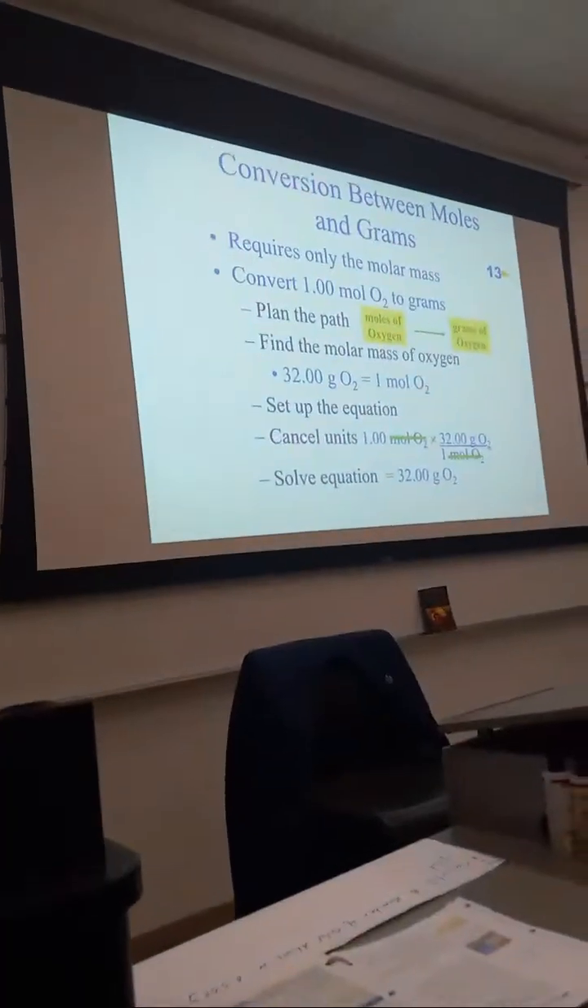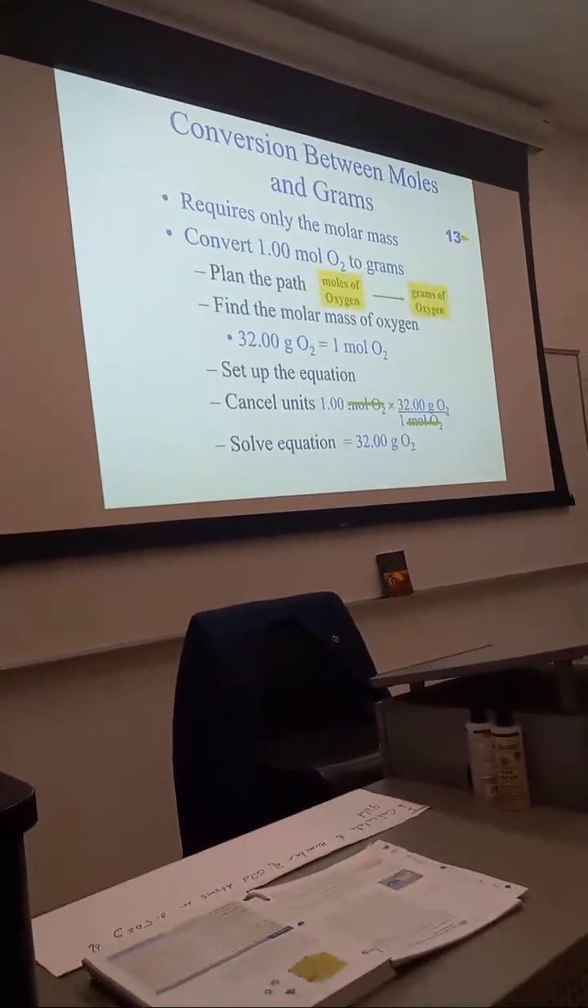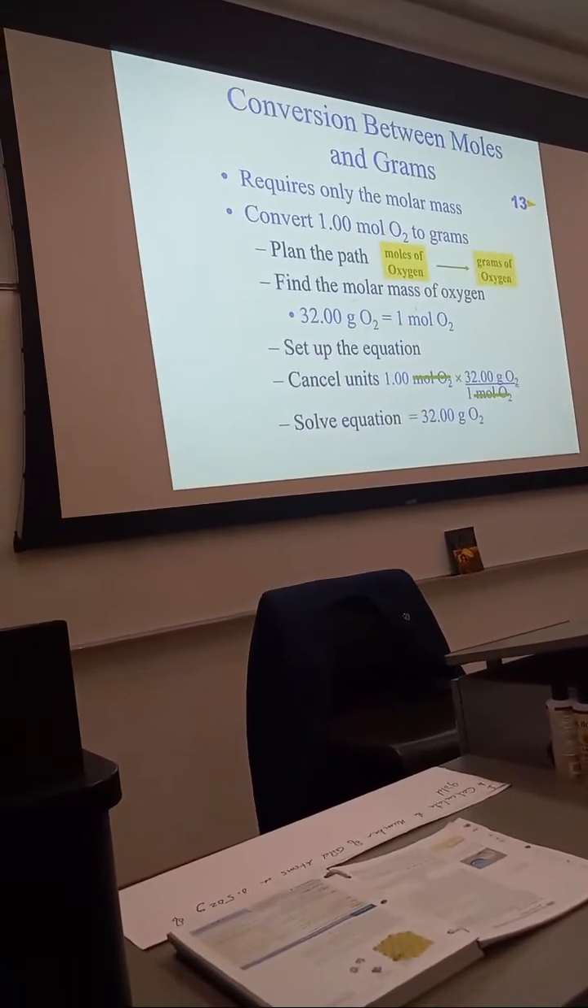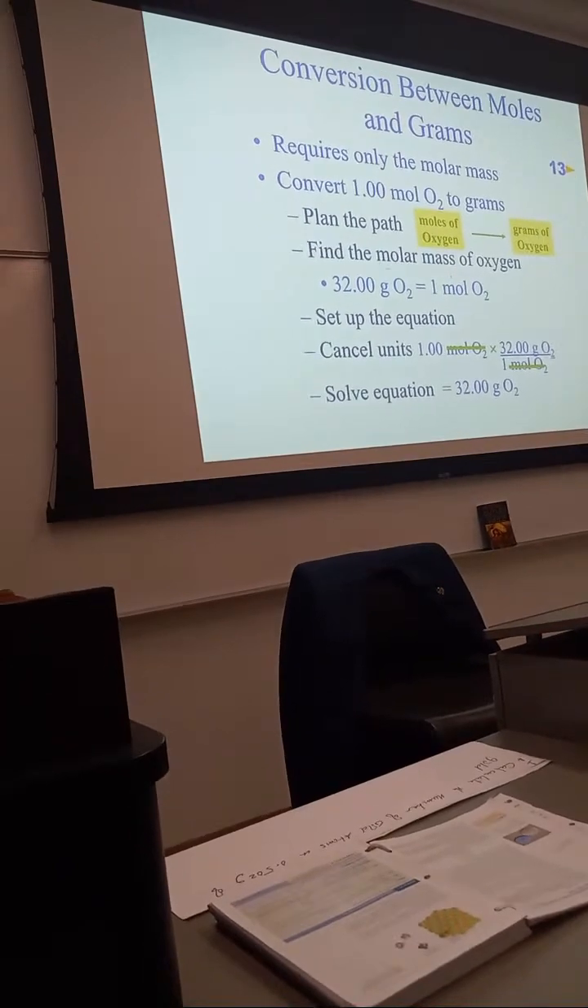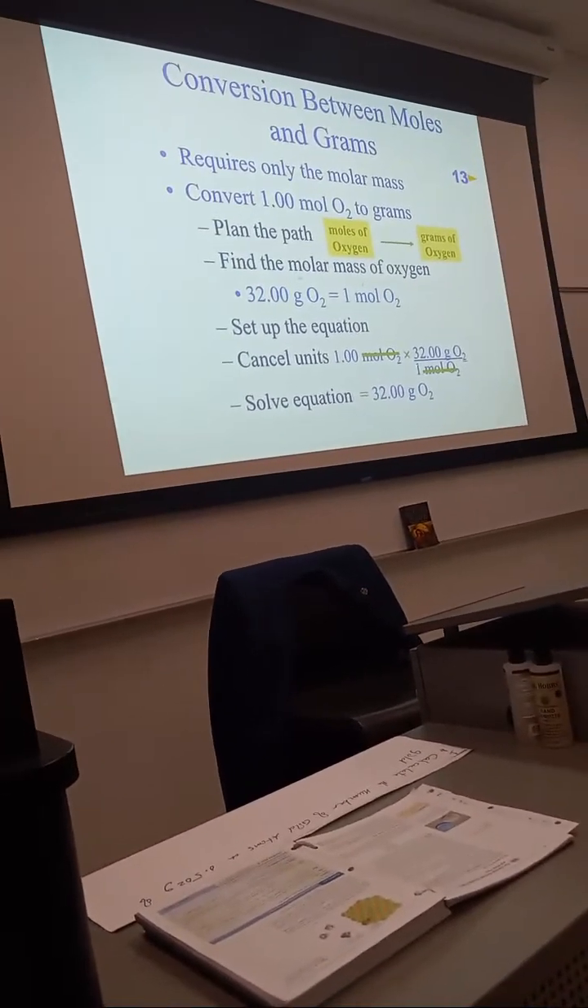Now convert between moles and grams, here moles of oxygen to grams of oxygen. How are we going to do that? You find the molar mass of oxygen, which is 32, because 16 plus 16 is 32. So we have a conversion factor here, 1 to 32, or 32 to 1. When we set up this equation and solve it, 1 mole of oxygen is equal to 32 grams of oxygen. Remember, it's O2. Because if you use O instead of O2, you're going to get 16.